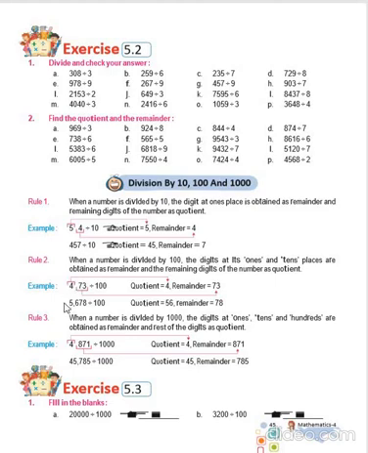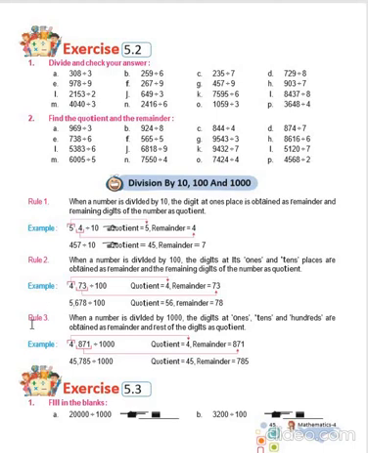Similarly for this, 5678 divided by 100, 78 will be the remainder and 56, the rest of the digits, will be the quotient.